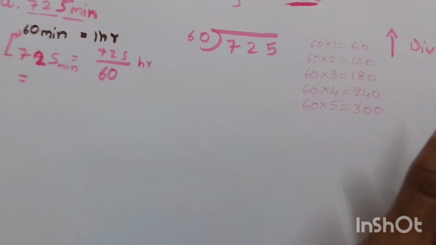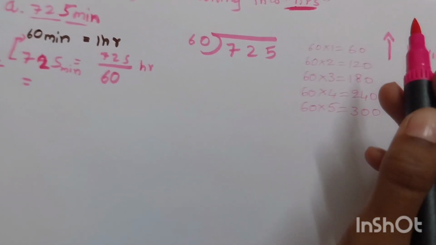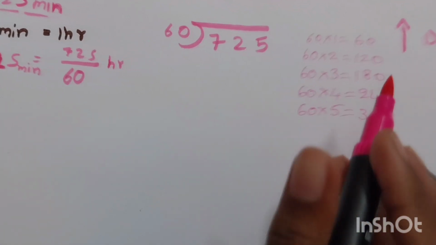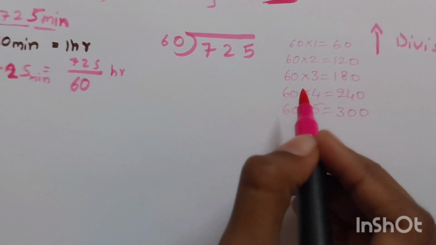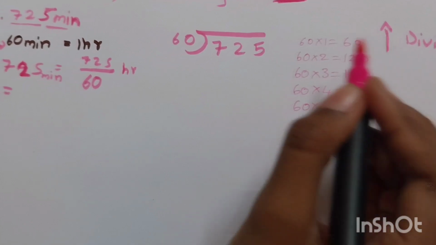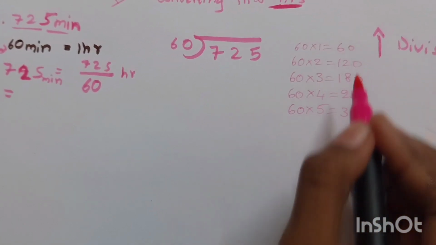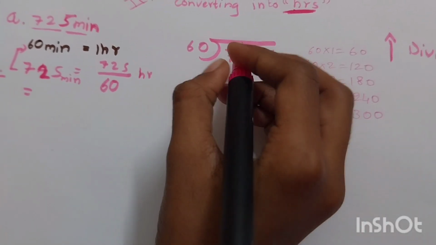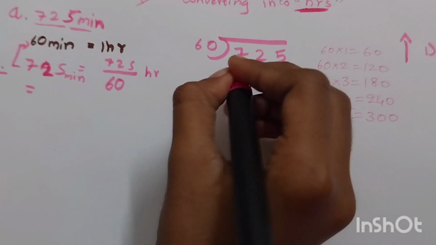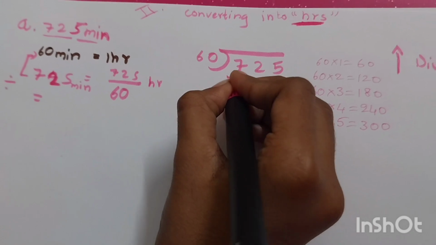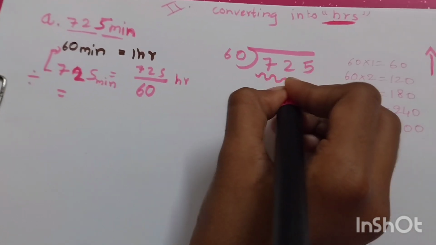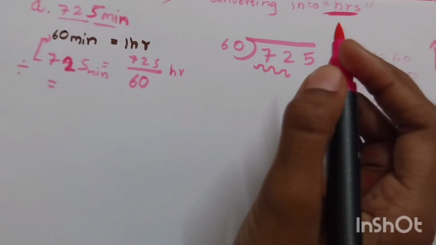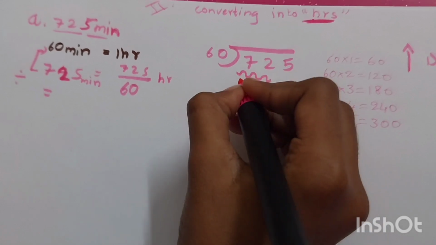So now we do division. If you don't know the 60 table, follow my tip. Just write the 6 table, leave some gap beside it, and just add zeros. That will become the 60 table. Very easy. So now 7:25 is greater than 60, so we just need to take 72 only. 72. Okay. Now we just take 72 only.